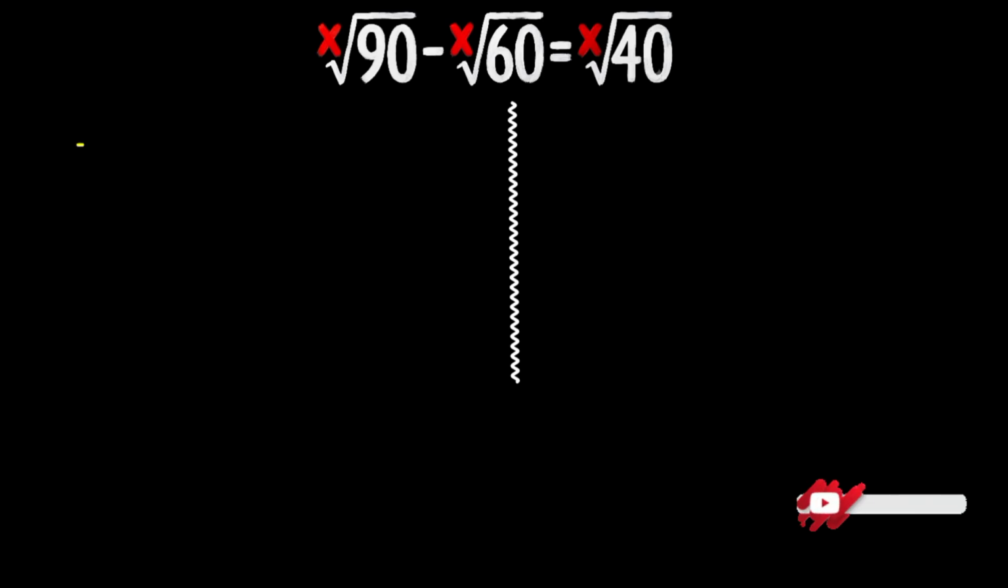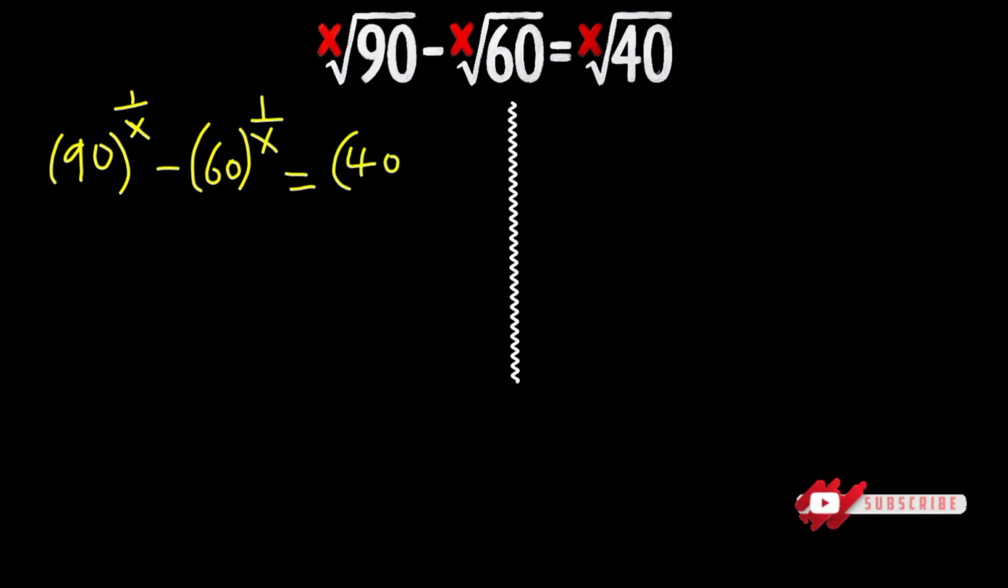We are going to be solving this with a very brilliant method. First of all, let us rewrite x root as 1 over x, then minus 6 to the power of 1 over x, then that equals 4 to the power of 1 over x. Now, if you notice something, you notice that they all have 10 in common.